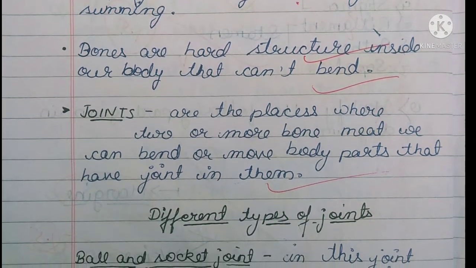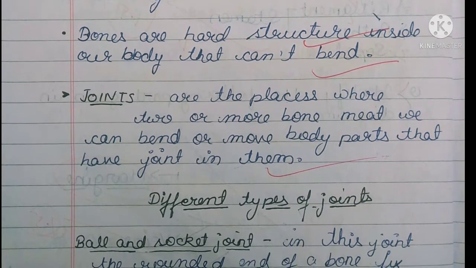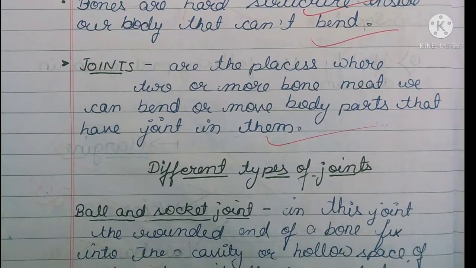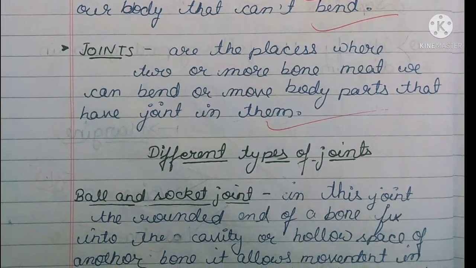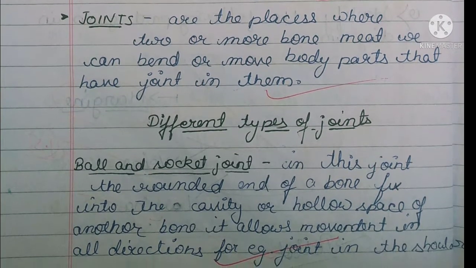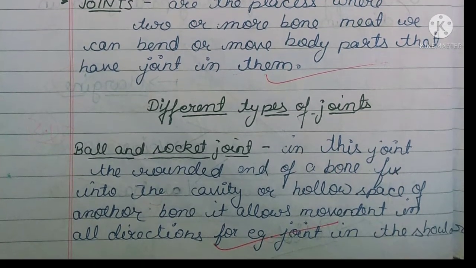Different types of joints. Ball and socket joint. In this joint, the rounded end of a bone is fixed into a cavity or hollow space of another bone. It allows movement in all directions. For example, the joint in the shoulder.